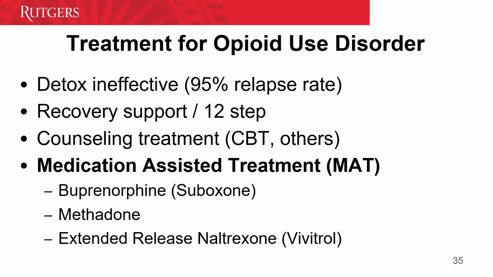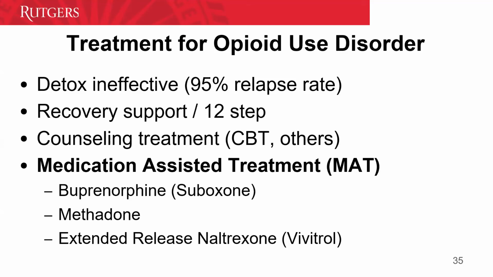There are various methods of treatment. However, many are not going to be effective, unfortunately, in the long run. Remember, as discussed before, opioid use disorder is really a chronic medical condition. So detox is typically defined as 3 to 5 days as a brief detox to rid the body of the drug. If used alone, it's often ineffective with a 95% relapse rate. Recovery support, 12-step, and counseling treatment such as CBT are slightly more effective.